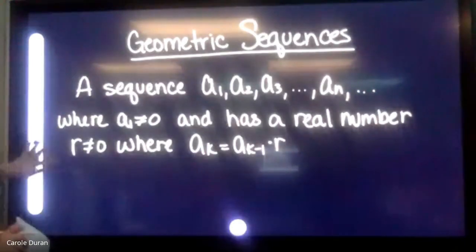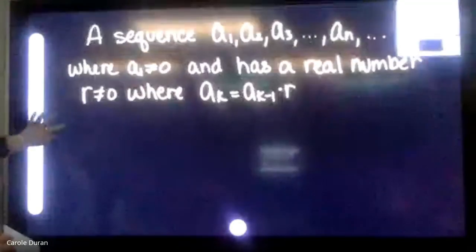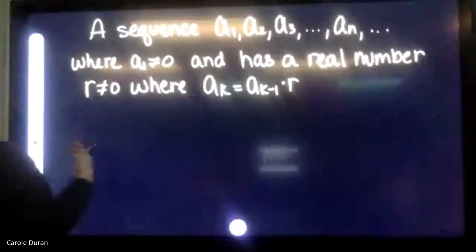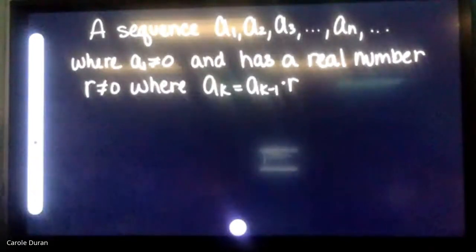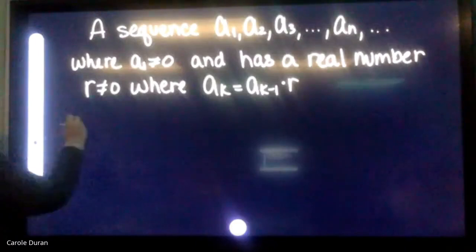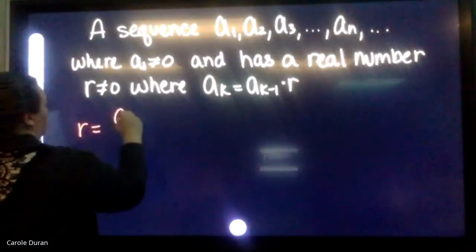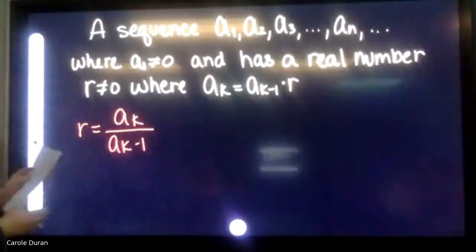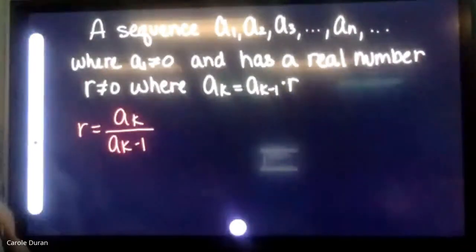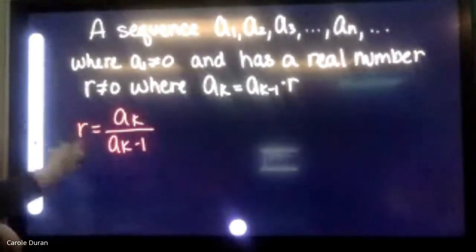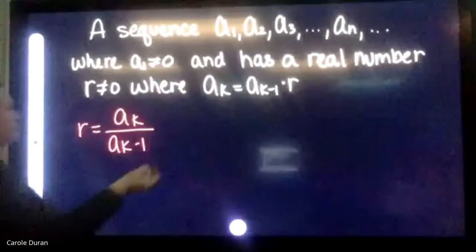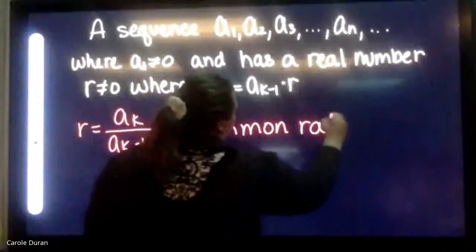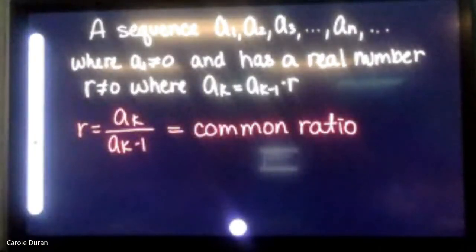So there's a very specific name for R. In an arithmetic sequence, we called our common difference D. In a geometric sequence, our common difference is called our common ratio, and we use R to represent it. So R here is my current term divided by my last term, or A2 over A1, A3 over A2, any term divided by the term that came before it. And this is called our common ratio. It is just like the common difference from the arithmetic, except it's a ratio, so it's multiplied in instead of added.